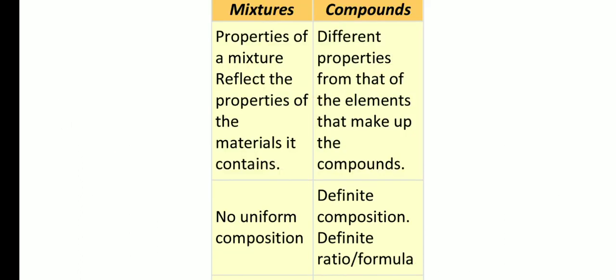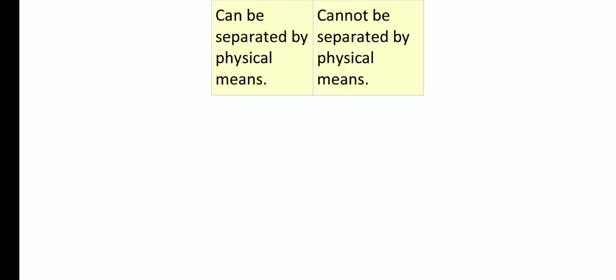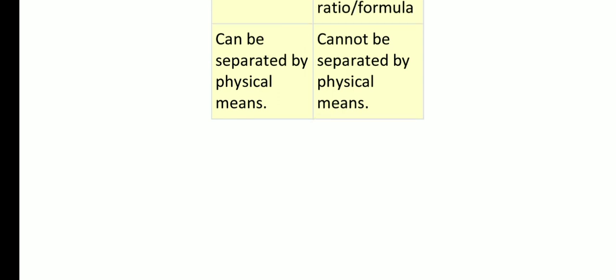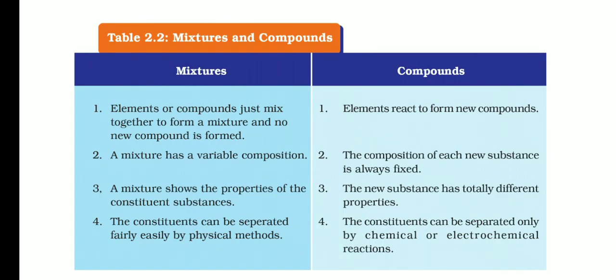Mixtures: the properties of a mixture reflect the properties of the materials it contains, whereas compounds have different properties from that of the elements that make up the compounds. Mixtures have no uniform composition, whereas compounds have definite composition, that is, a definite ratio or formula. Mixtures can be separated by physical means, whereas compounds cannot be separated by physical means. Here is another tabular form of mixture versus compound.